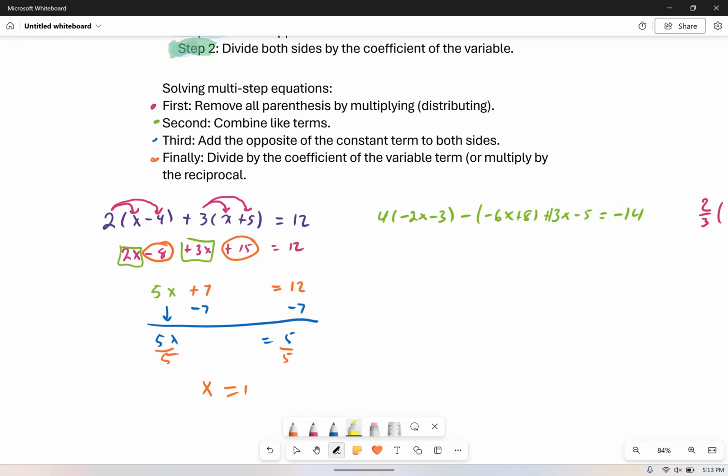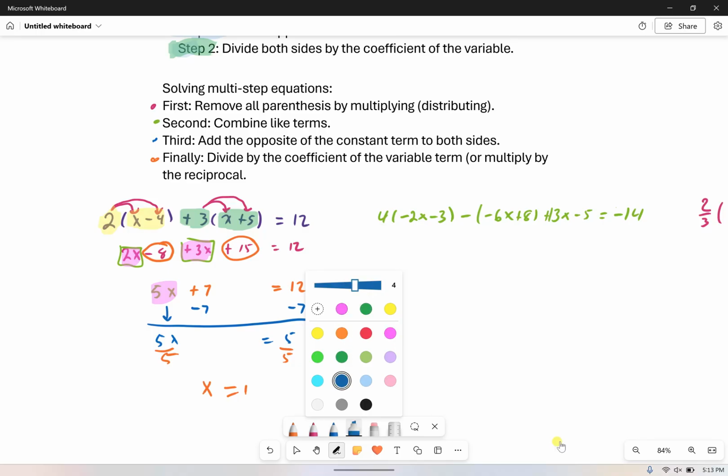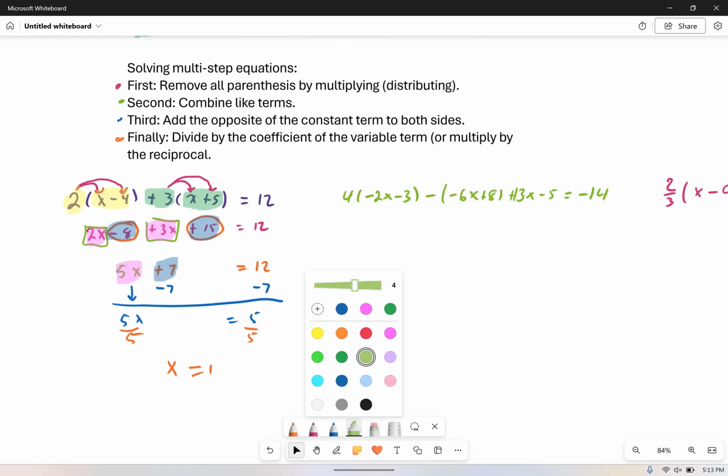First thing I did was I distributed this 2 with the x minus 4. And then I distributed this 3 with the x plus 5. After I've done that, I combine the 2x with the 3x to give me 5x. And then I added -8 and positive 15 to give me positive 7. Then I subtracted 7 from both sides. I should put in a little equal sign. And then finally, I divide both sides by 5.